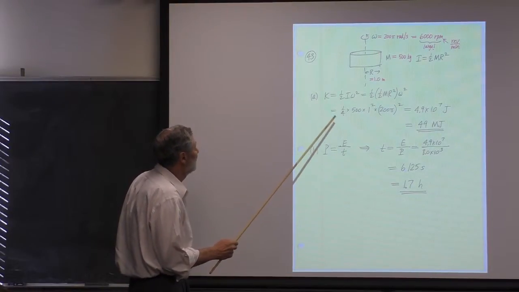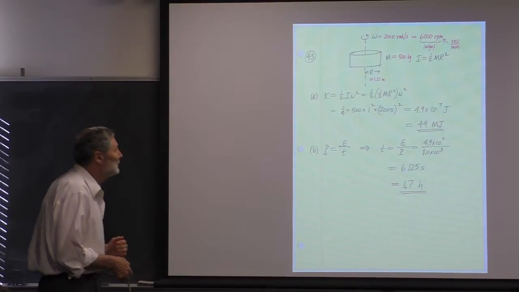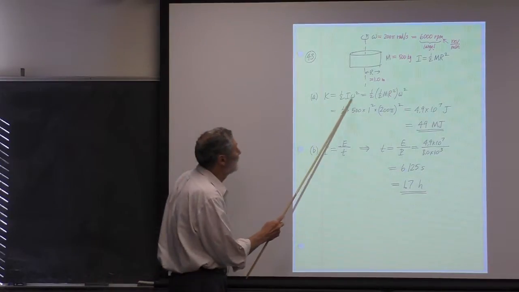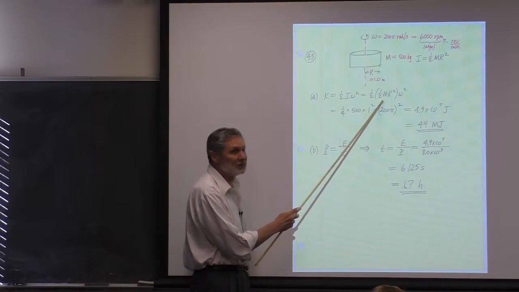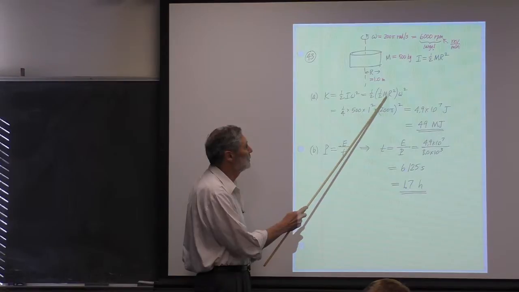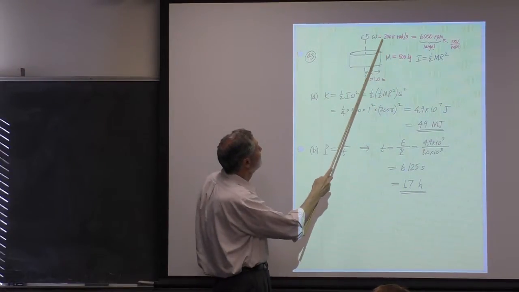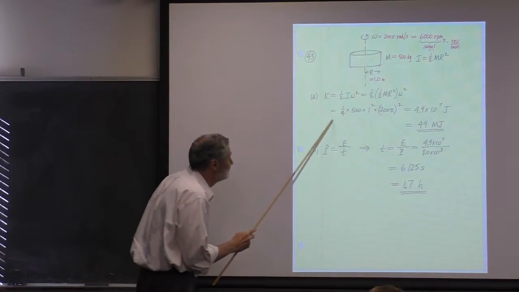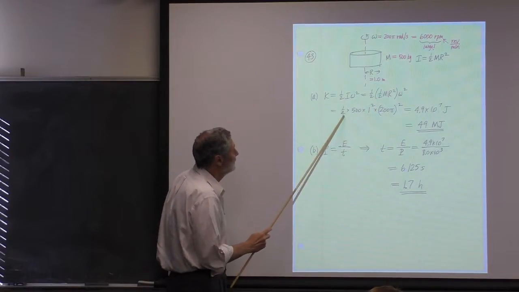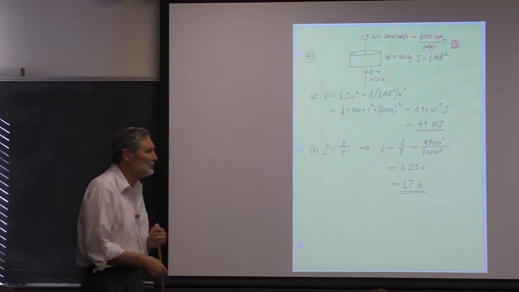Okay, so what's the kinetic energy here? How much energy is here? Well, it's just 1/2 I omega squared. This is a uniform disk, so it has a moment of inertia 1/2 mr squared. And we know omega, it's 200 pi radians per second. I substitute this in here, punch it in, and I get about 50 megajoules.